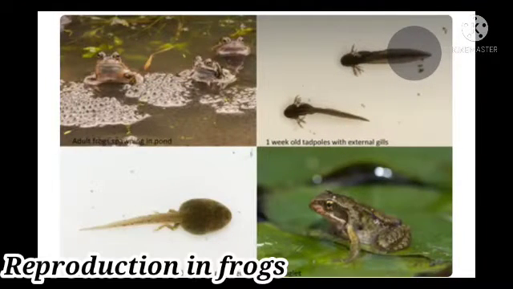Reproduction in frogs. During spring or rainy season, frogs and toads move to ponds and slow flowing streams. When the male and the female come together in water, the female lays hundreds of eggs. A layer of jelly holds the eggs together and provides protection to the eggs. As the eggs are laid, the female deposits sperms over them.